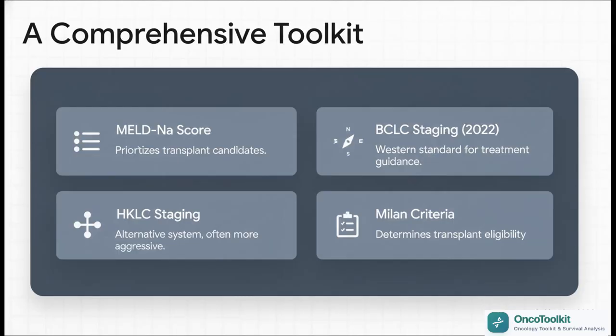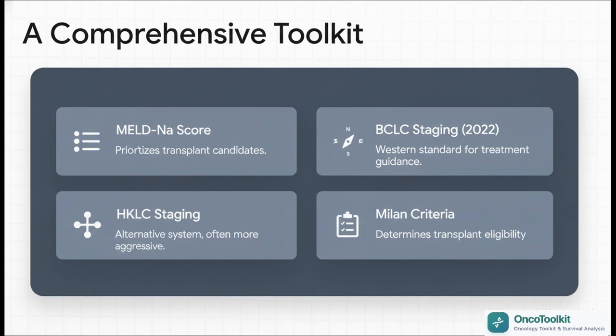But of course, ALBI isn't the whole story. A truly complete assessment needs more. We still rely on the MELD-NA score to predict 3-month mortality and prioritize transplant candidates. We use the latest 2022 BCLC staging from very early to terminal as our Western standard for treatment guidance.